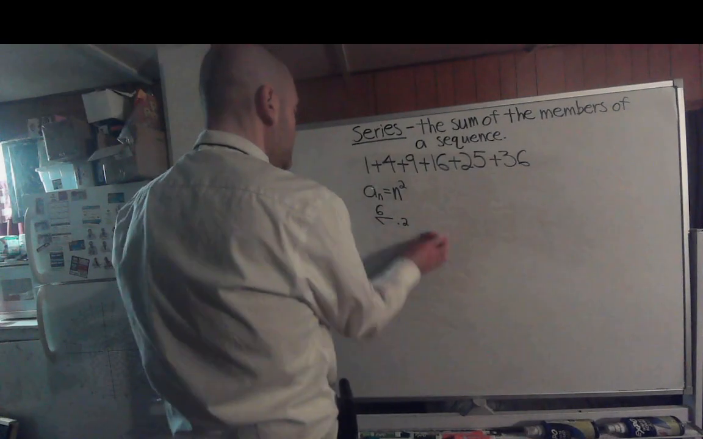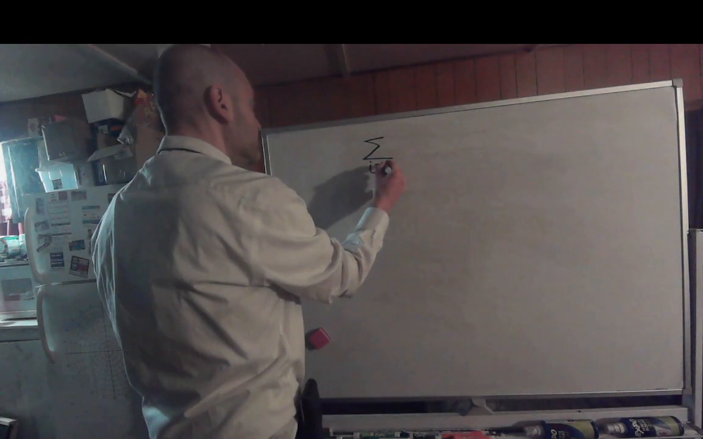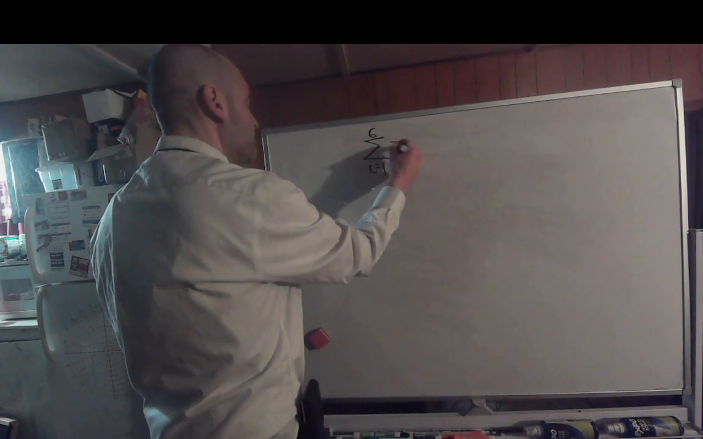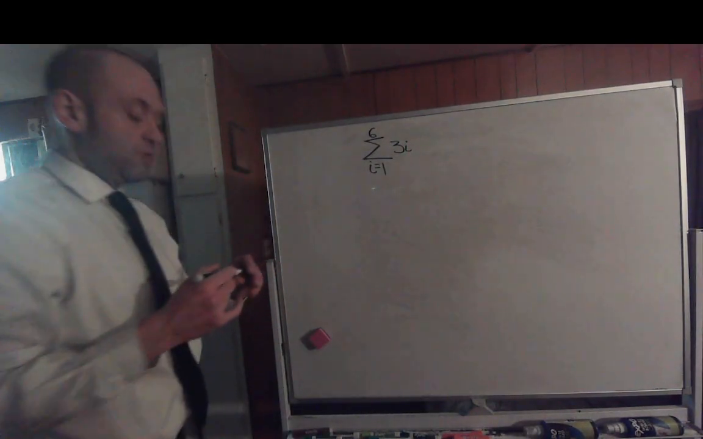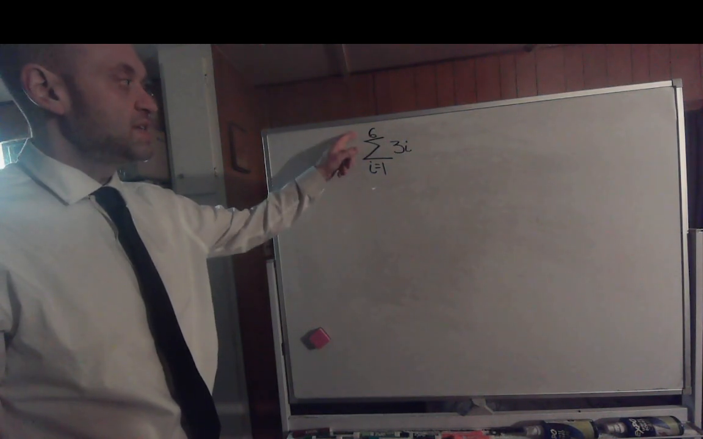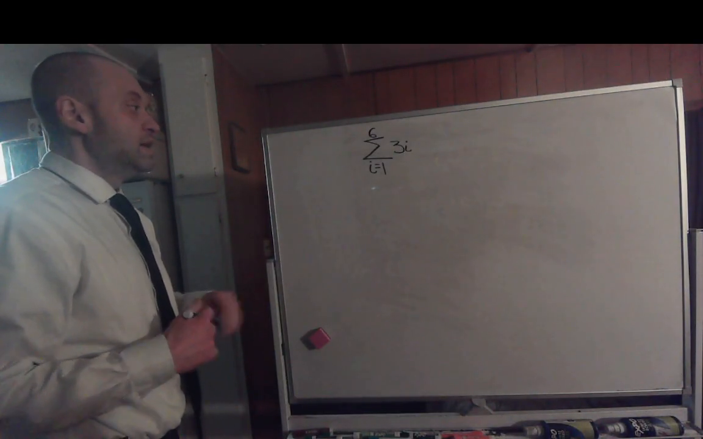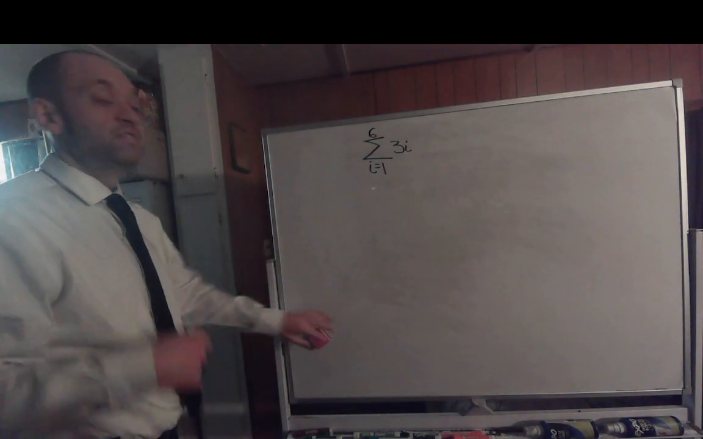Alright. Now, let's shift gears and go the other way a little bit. What if we were given the sum from i equals 1 to 6 of 3i. We're being asked to find the sum of this series, i equals 1 to 6 of 3i. Well, what you're going to do is find each term.